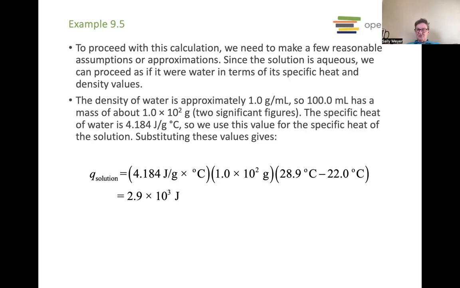So our solution was 100 milliliters. And if it's dilute, we can assume it has approximately the same density as water. So we will say 100 milliliters is 100 grams. And we measured the temperature change. It started out at 22 and it went to 28.9. And so the Q for the solution is 2.9 times 10 to the third joules.